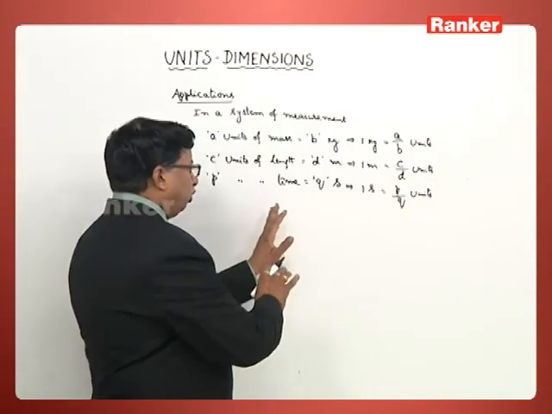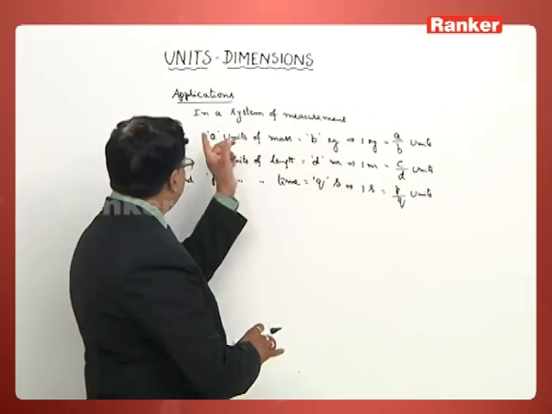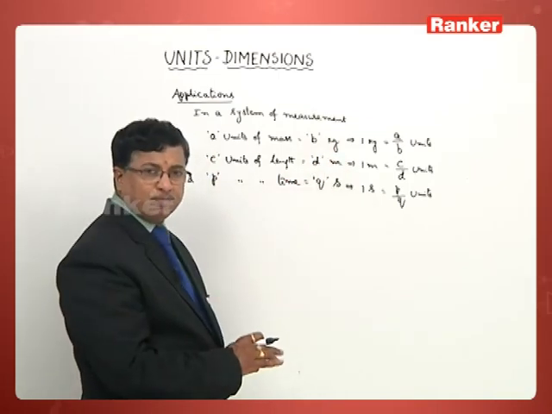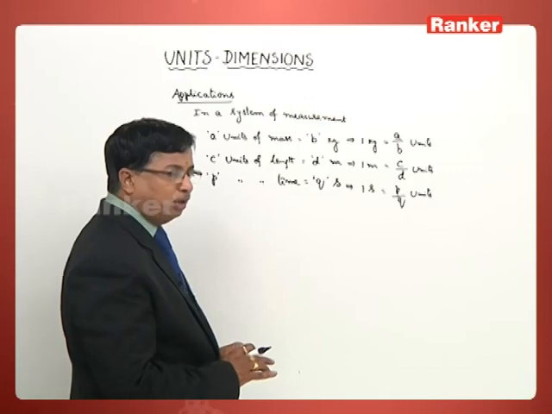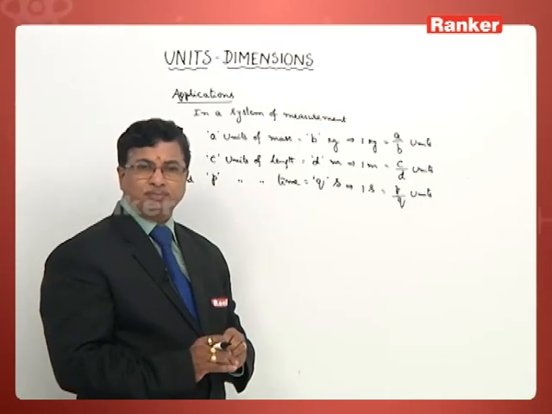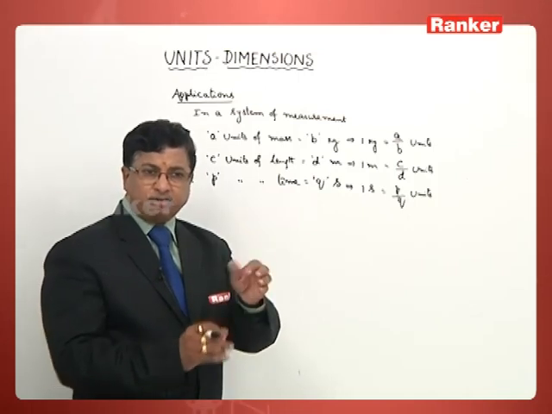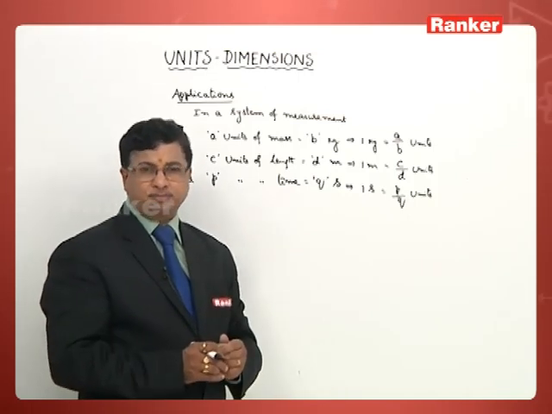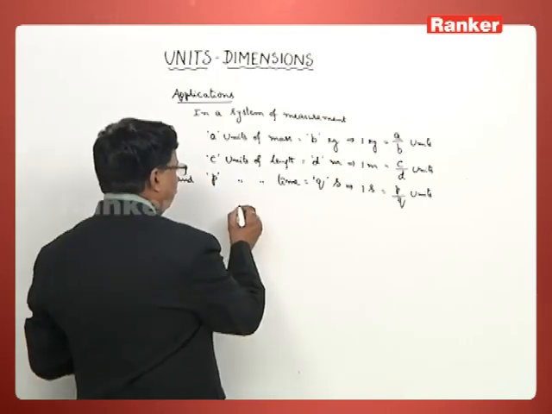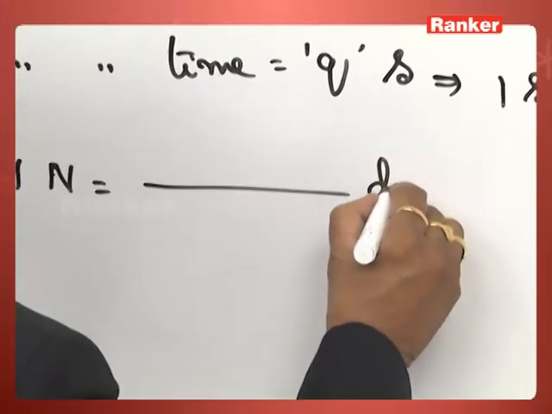So, first and foremost, whenever they give so many kilograms is equal to few units, the first thing we need to do is estimate the value of 1 kg. What is the value of 1 meter? Likewise 1 second. These are the estimations to be made first. Now the question is, 1 Newton is equal to how many dyne?